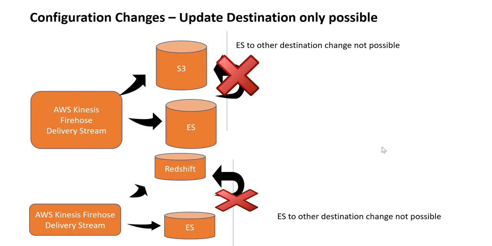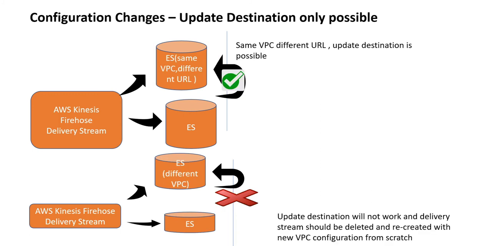Now Elasticsearch has a constraint. You cannot change the destination. You cannot update it from Elasticsearch to S3 or Elasticsearch to Redshift. These cannot be done. It is not possible. Now the update destination for Elasticsearch is possible if it's in the same VPC but a different URL.